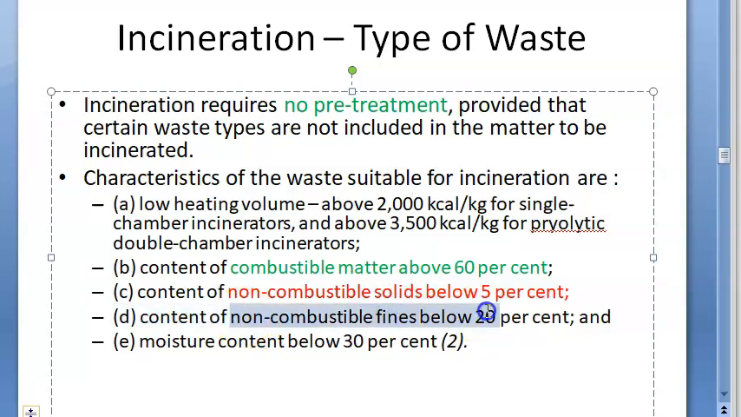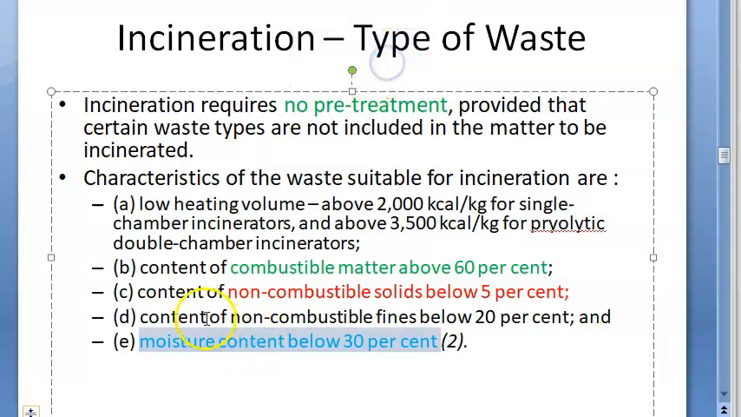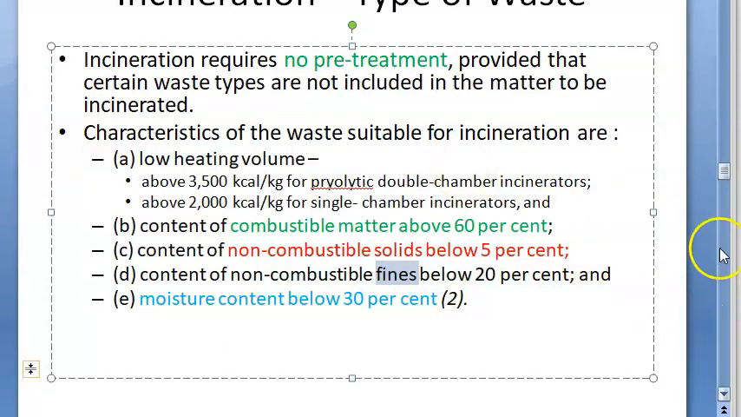Okay, and then there are some other things. Moisture content should be less. Obviously, moisture content should be less. If moisture content is more, what will happen? It will not burn, isn't it? Then, what is this? Low heating value. For double chamber incinerators, 3500 kilocal per kg, and for single chamber, 2000 kilocal. Just remember low heating value. What do they mean by fines? Any idea? Okay, so let's move on now.